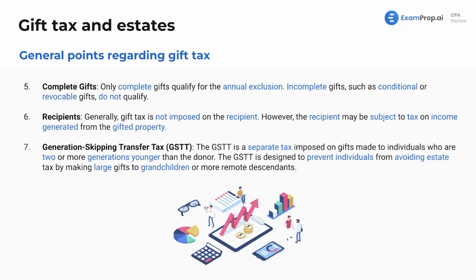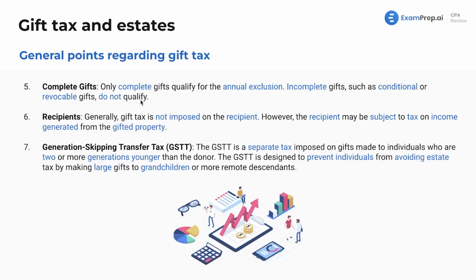All right, a few more here before we dive into some more terms when we talk about complete and incomplete gifts. Well, just generally and super broad here, complete gifts. Only complete gifts qualify for the annual exclusion. Incomplete gifts, such as conditional or revocable gifts, do not qualify. Kind of covered that a little bit before, but make sure you know that.